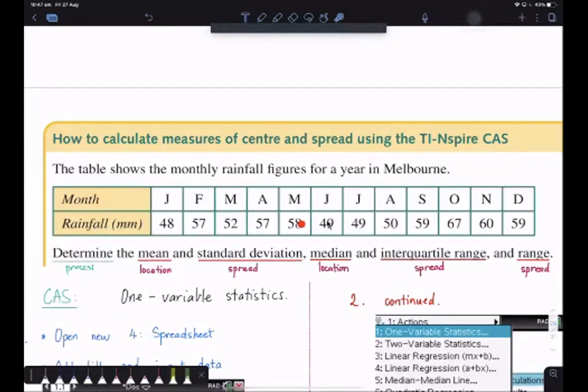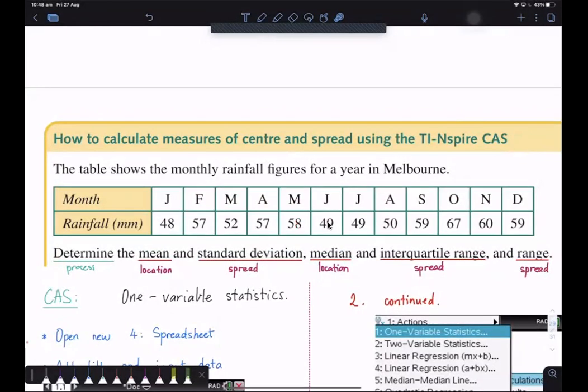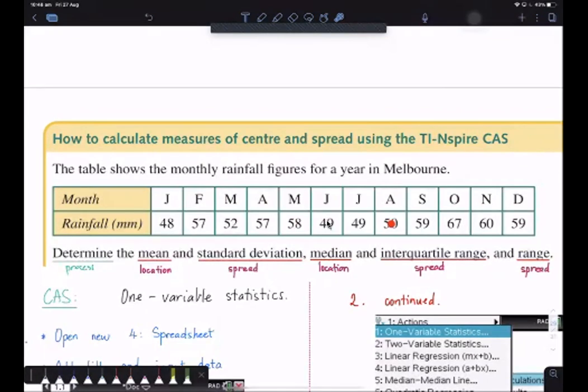Yep. Have a look. The month here is for the top line. So the rainfall and then the month. So what does this number here represent though? What does that 50 mean? 50 months. No, I meant.